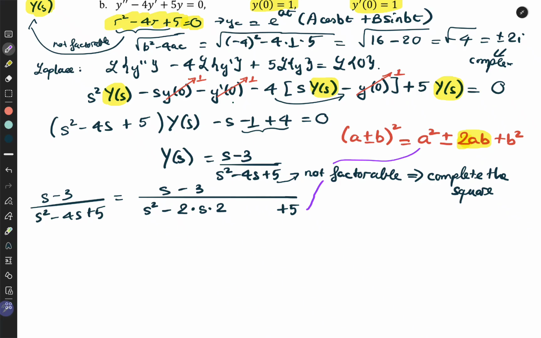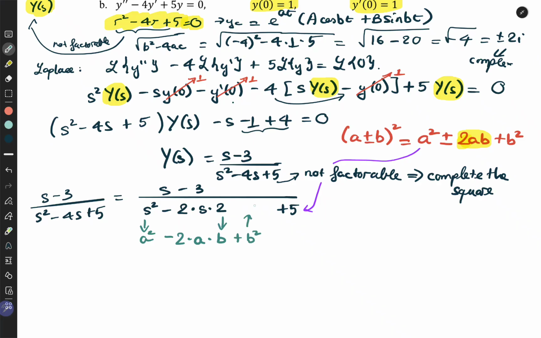If you compare term by term, you're going to see that this is a squared minus 2 times a times b. Therefore 2 is going to be b. B is 2. So we know that the last term to complete a square is b squared.